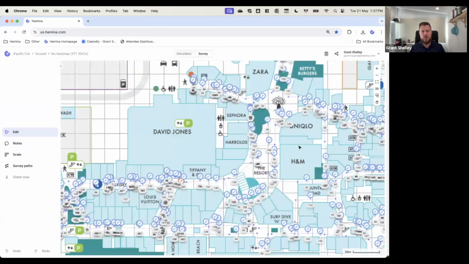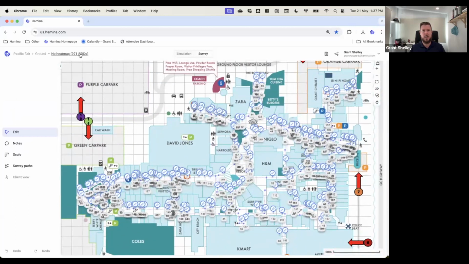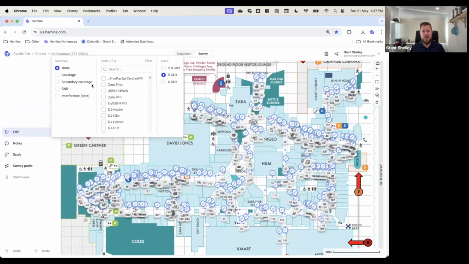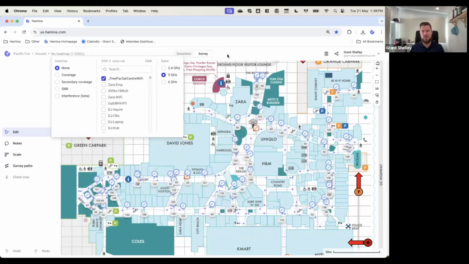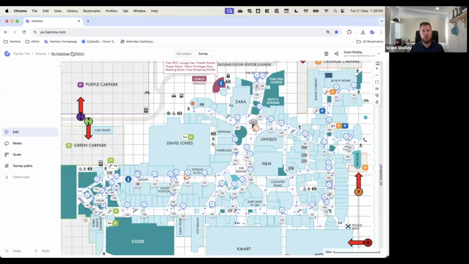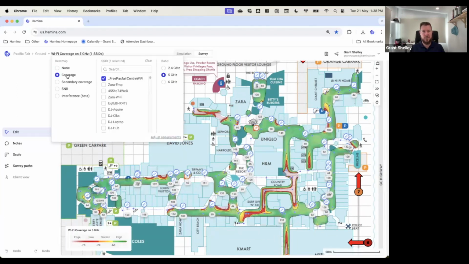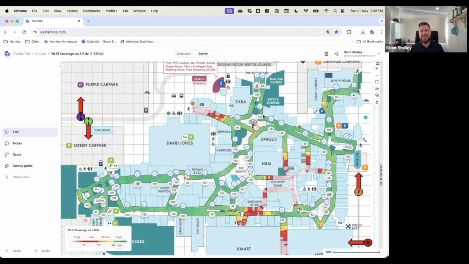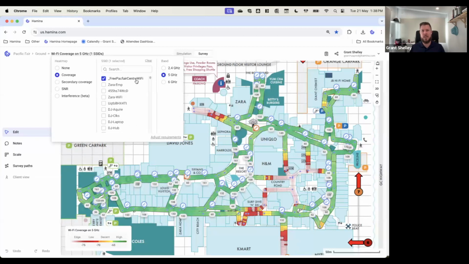Now, if I zoom out a little bit, I don't have a heat map enabled at the moment. The free Wi-Fi network is probably the most reliable one that's consistent throughout the environment. I didn't actually connect to it because it was asking for quite a lot of information. I did post that up on LinkedIn. I'm not sure if anyone saw that, but it was pretty ridiculous. It was asking for all sorts of information. But you'll see here, I can bring up the Wi-Fi coverage on the free Wi-Fi SSID.